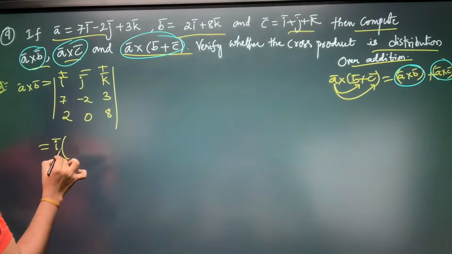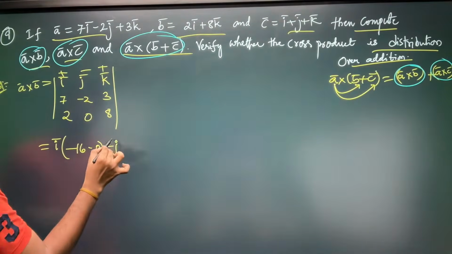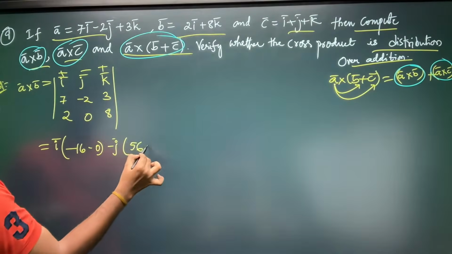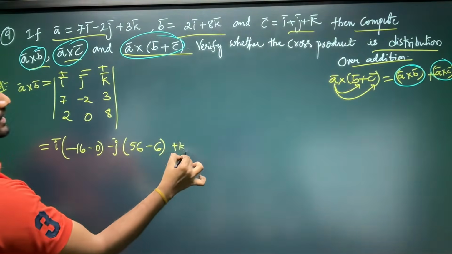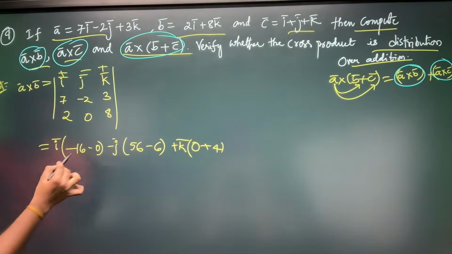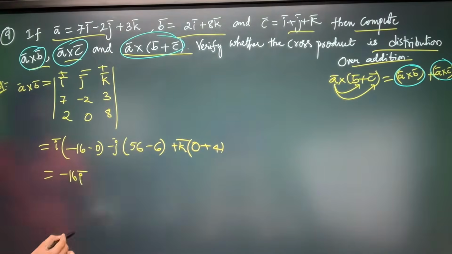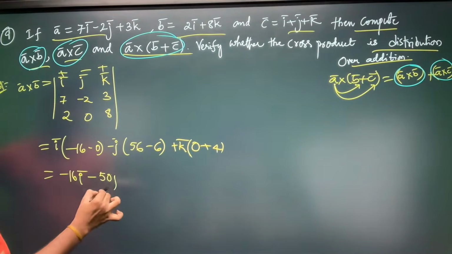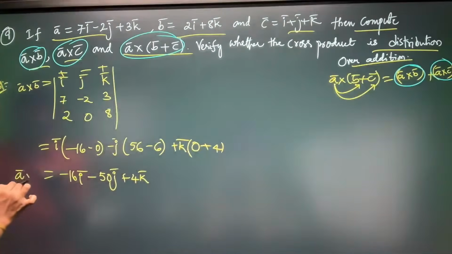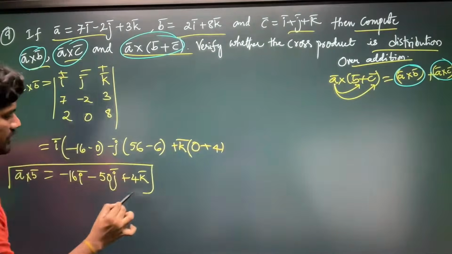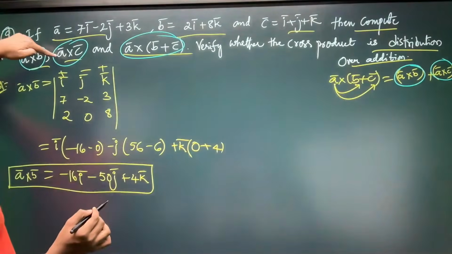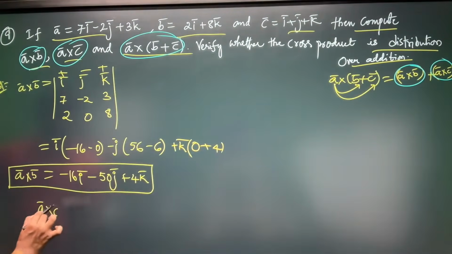So therefore I bar, what is it? Delete first row, first column: 2 into minus 8, minus 16, minus 0, minus j bar. So 7 8s are 56 minus 3 to the 6, plus k bar, what do we get here? Look: 0 minus into minus plus 2 to the 4. So therefore minus 16 I bar, 56 minus 6 is 50, minus 50 j bar. Okay, so plus 4k bar. A bar cross b bar, this is the value.